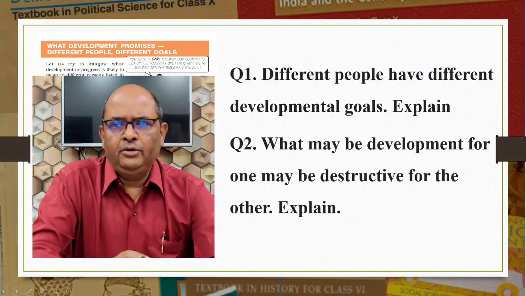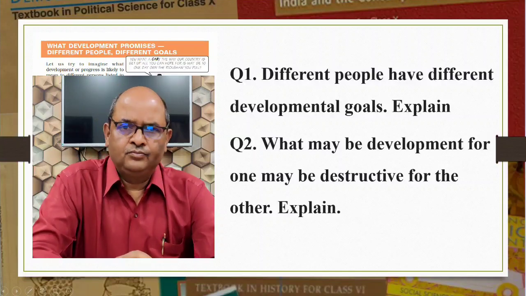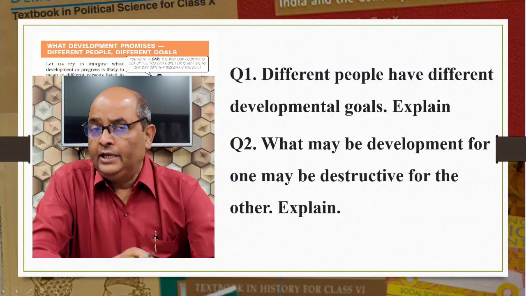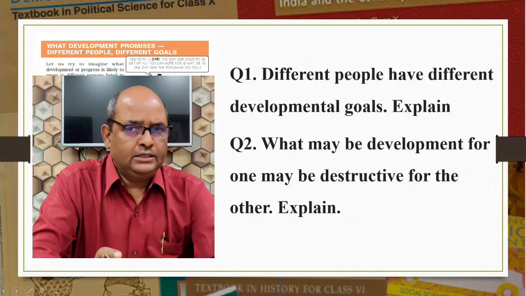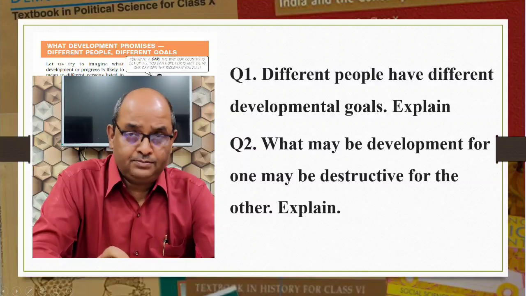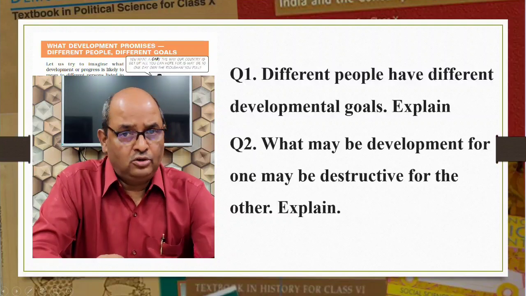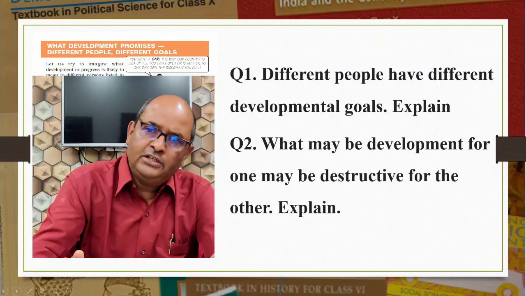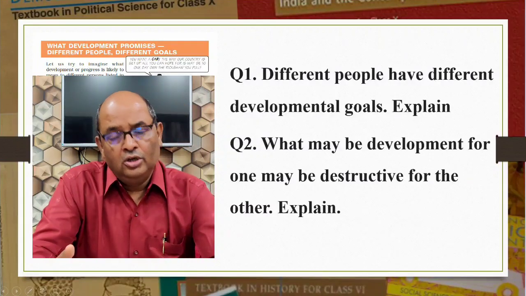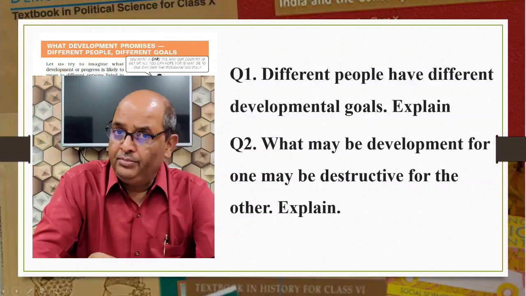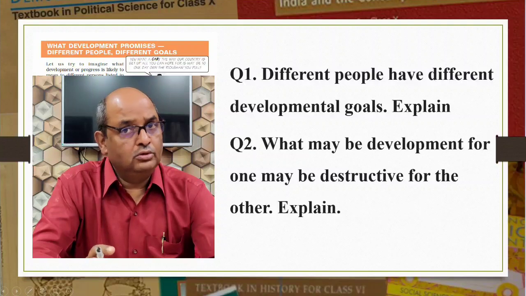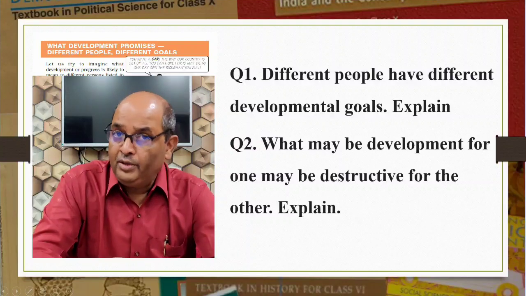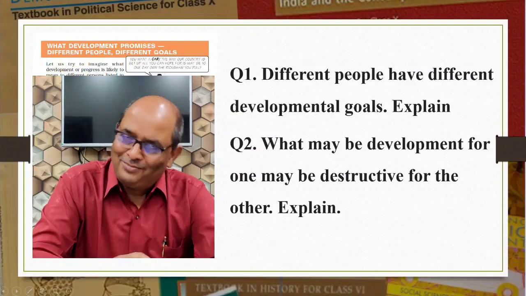It is true that different people have different developmental goals. What may be development for one may not be development for the other. Development goals are different for different categories of people because of their different aspirations. Aspirations are based on their needs. Now you can quote a few examples, like more wages may be development for a worker. More days of work and better wages may be the developmental goals for a landless rural laborer. A high income through high support prices for the crops may be the developmental goal for a rich farmer.